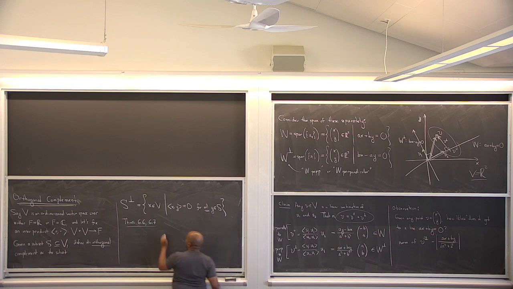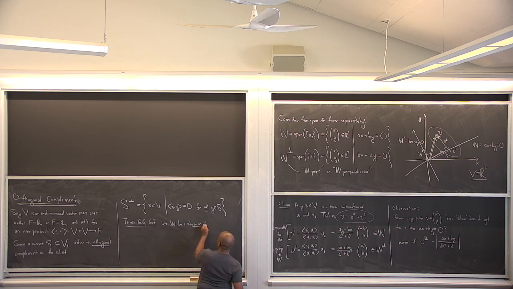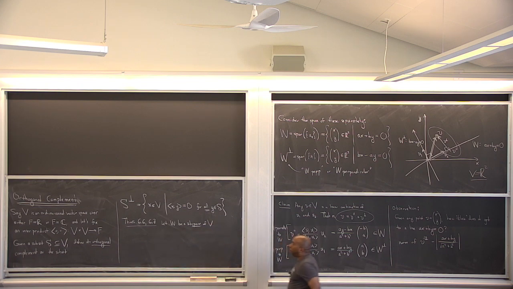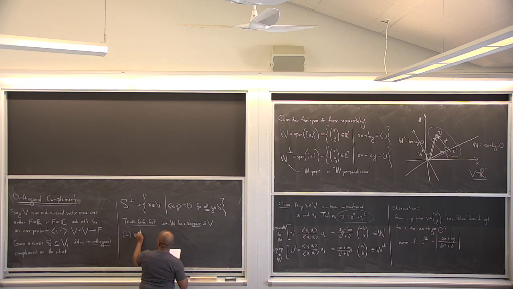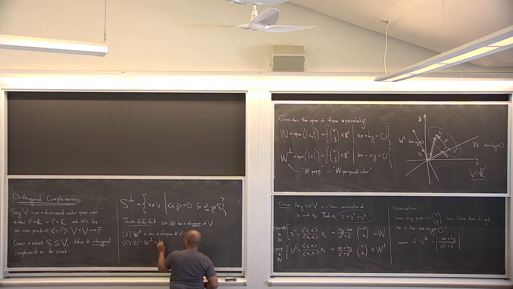So this says, let's let W be a subspace of V. Right, so before I just said this for an arbitrary subset, but now let's do this for a subspace. So the first statement is that W perp is also a subspace. Number 2, the intersection is just the origin.